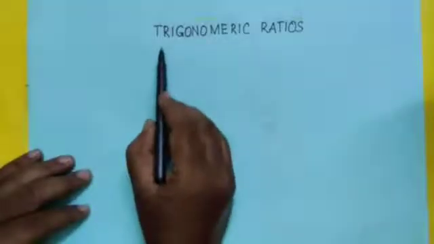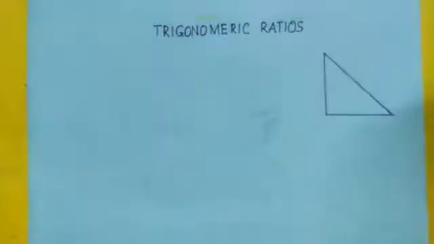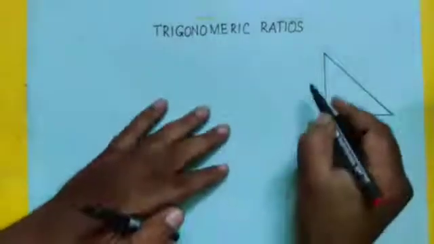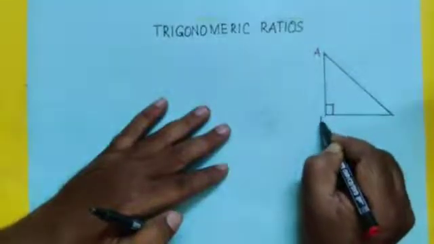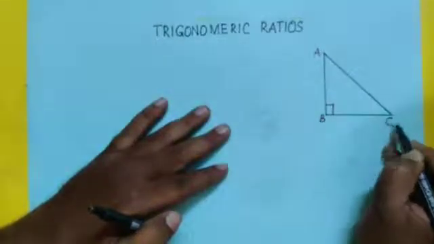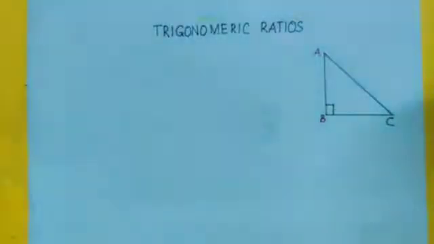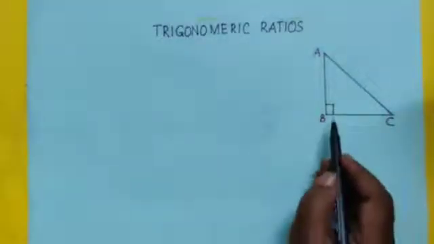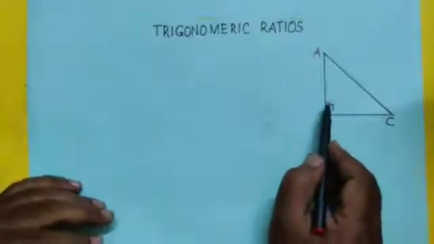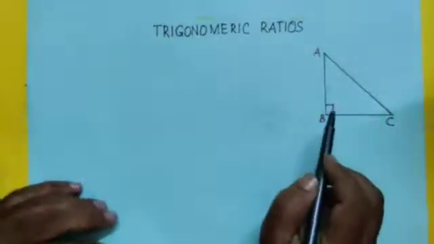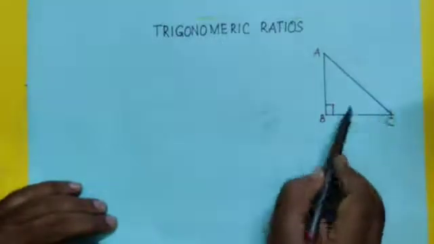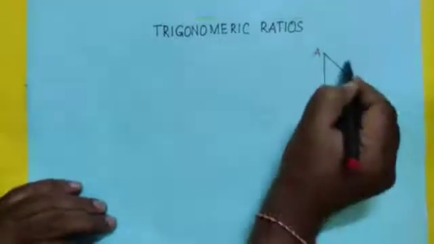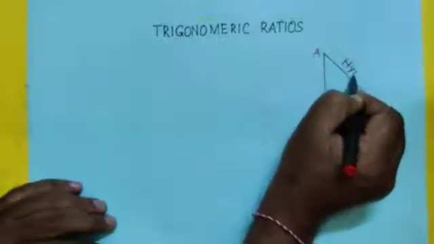Children, in this session we are going to discuss trigonometric ratios. Observe this triangle, children. I constructed a right angled triangle here. This is the right angle. This is the right angle triangle. Which is the hypotenuse in this triangle? The side which is opposite to the right angle is called the hypotenuse. Clearly, this is the hypotenuse.